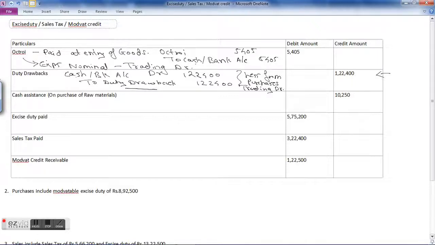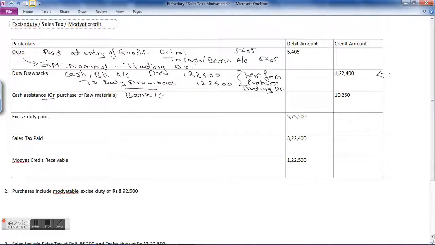Okay, now there is some cash assistance received on the purchase of raw material. So there was some purchase of raw material. Sometimes there are some schemes of the government wherein if you purchase some specific raw materials, then you may receive some cash assistance or a subsidy. So what will be the entry for this cash assistance or subsidy?